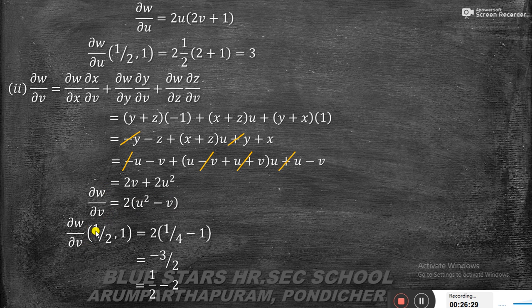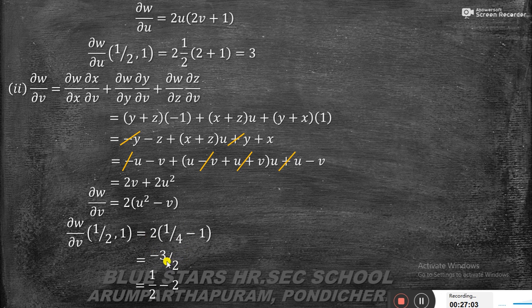Therefore dou w by dou v at the point 1 by 2 comma 1, I substitute u equal to 1 by 2, v equal to 1. So 2 into u value 1 by 2 whole square minus 1. So I substitute here, 1 minus 4 means minus 3 by 2. Just doing the cross multiplication: 4 into 1, 4 into minus 1 is minus 4, 1 minus 4 is minus 3 by 4. So 2 into minus 3 by 4, so 2 will come.